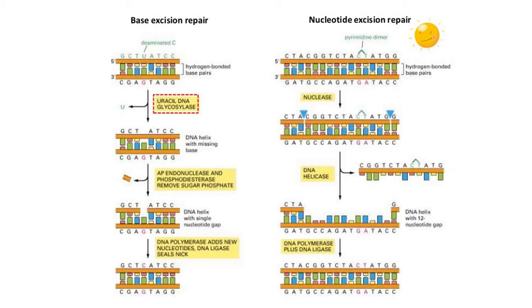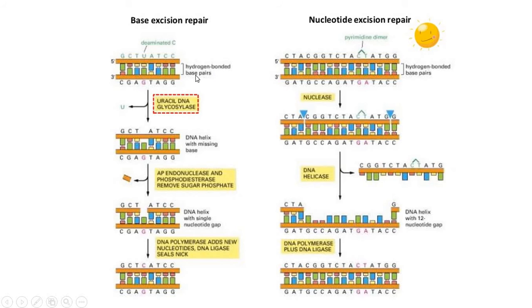Here are both of these excision repair mechanisms together, base excision repair and nucleotide excision repair. In base excision repair, there is a deaminated C instead of a C. When C gets deaminated, it converts into U, right? Uracil. So instead of a C here, it's a U. This U needs to be removed and replaced with the C.